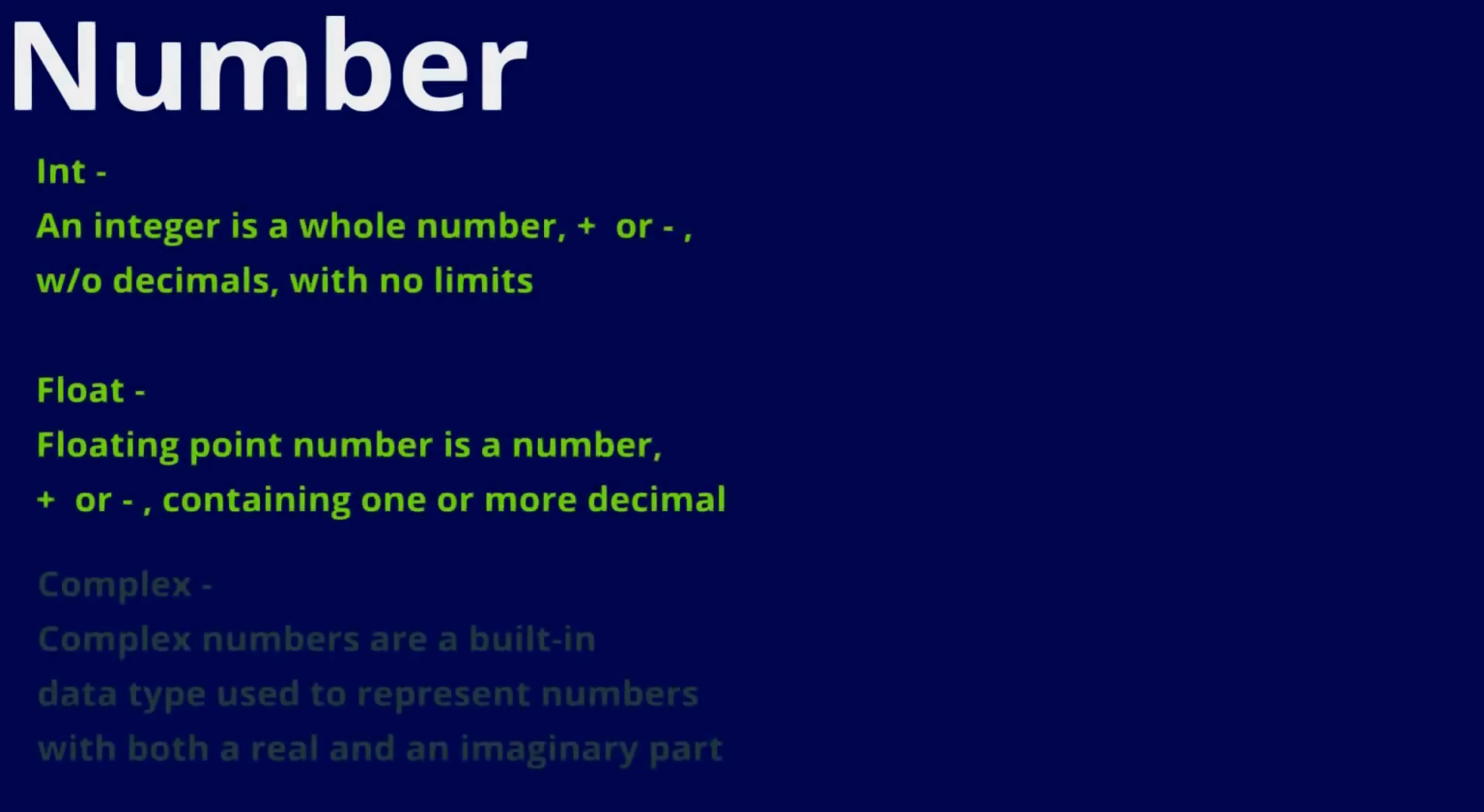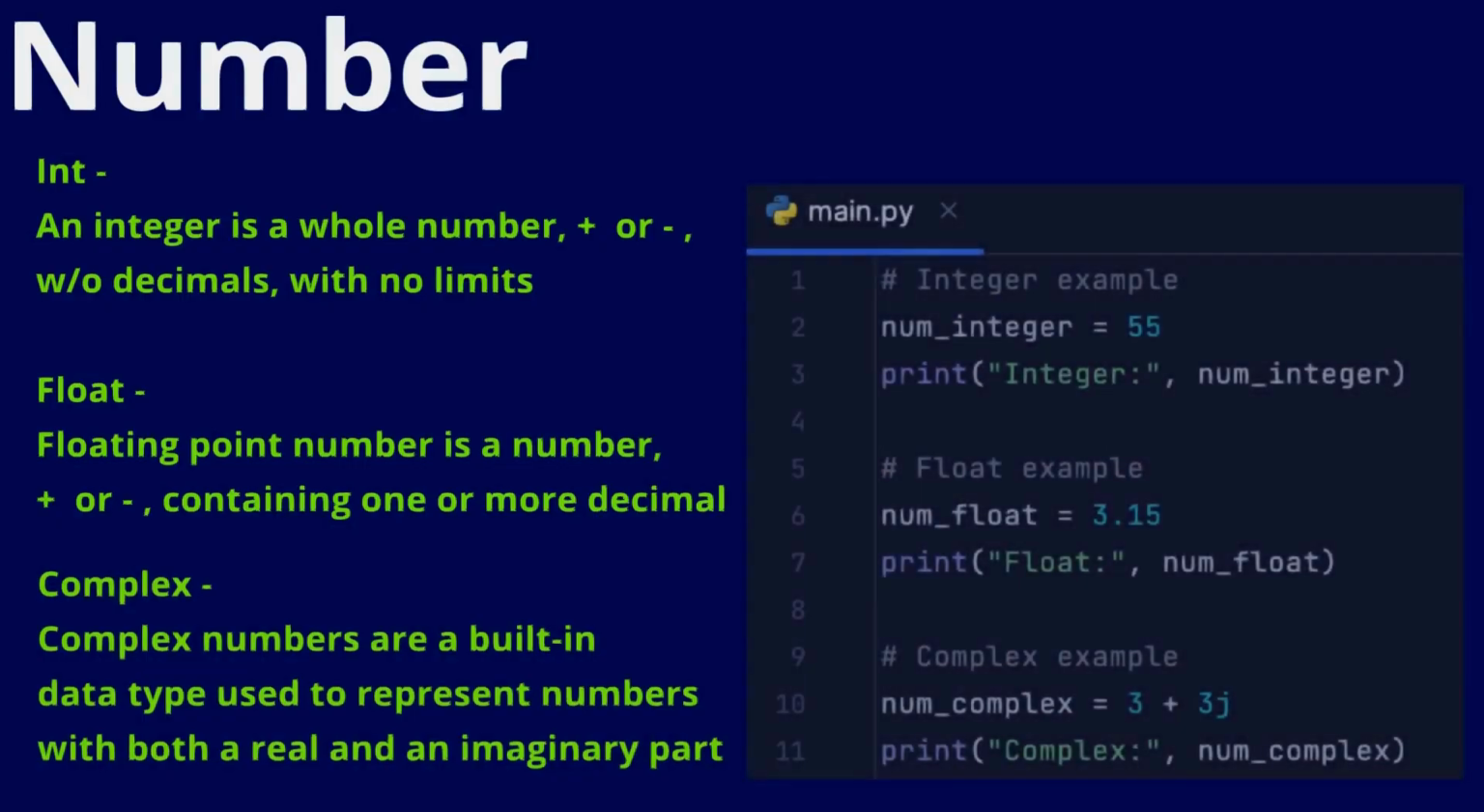Numbers. Python has three built-in numeric data types: integers, floating point numbers, and complex numbers. Int. An int is a whole number, positive or negative, without decimals, with no limits. Float. A float, or floating point number, is a number, positive or negative, containing one or more decimals. Complex. In Python, complex numbers are a built-in data type used to represent numbers with both a real and an imaginary part. The complex number type is denoted by using the complex keyword or by specifying the imaginary part with the I or J suffix.